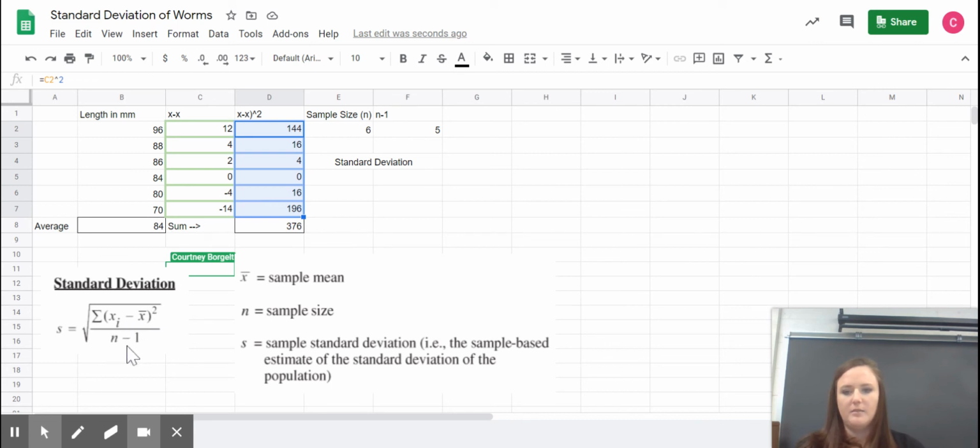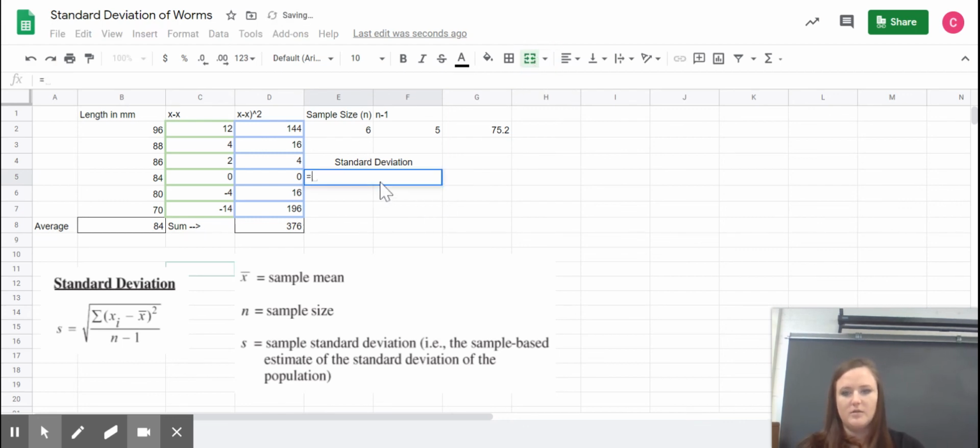To find the bottom, I take n, which is the sample size, minus 1. I had 6 numbers in the sample, so my sample size is 6, minus 1 is 5. So here I'm going to do the inside of this. I'm going to take 376 divided by 5, which gives me 75.2. And now I need to find the square root of that to get my final standard deviation.